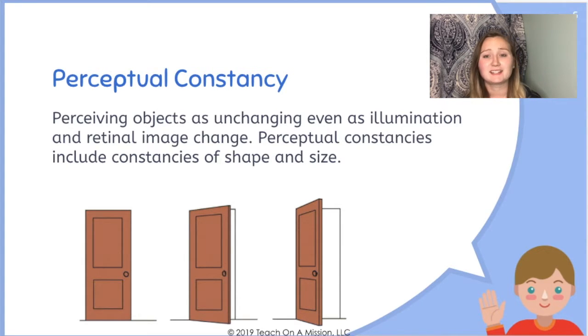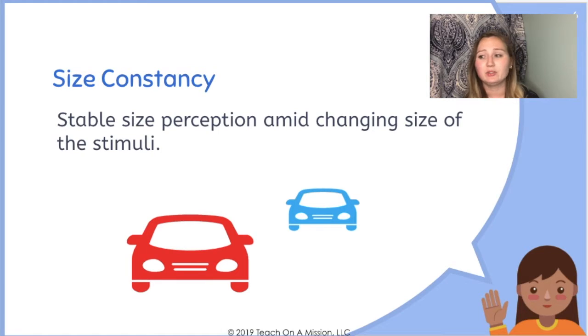Then we get size constancy. So stable size perception amid changing size of the stimuli. For example, you think those cars are the same size. Your brain perceives them, assumes they're the same size. What do you assume though? Not that the blue car is smaller than the red car, or that the blue car is further away than the red car. So that's size constancy. The cars are the same size, despite the fact that they don't look the same size, right?